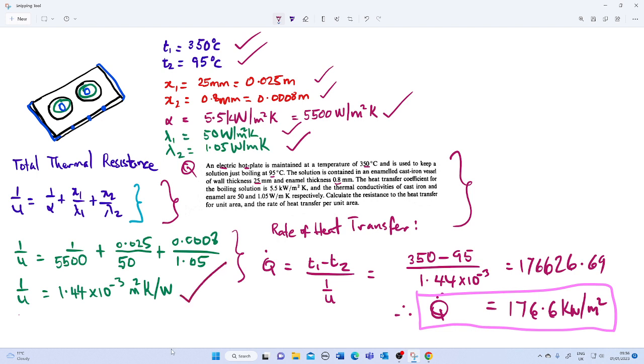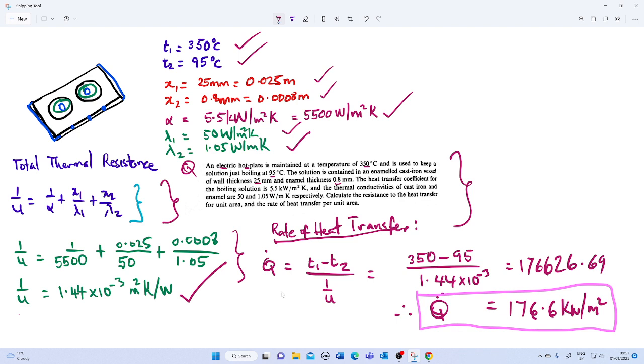Now that we have found the total thermal resistance, while heat is transferred from the hot plate to the enamel and the cast iron vessel, now we can find the final problem, which is the rate of heat transfer. By using the formula for the rate of heat transfer, which is Q dot equals T1 minus T2 over 1 over U, that is the temperature gradient over the total thermal resistance calculated.